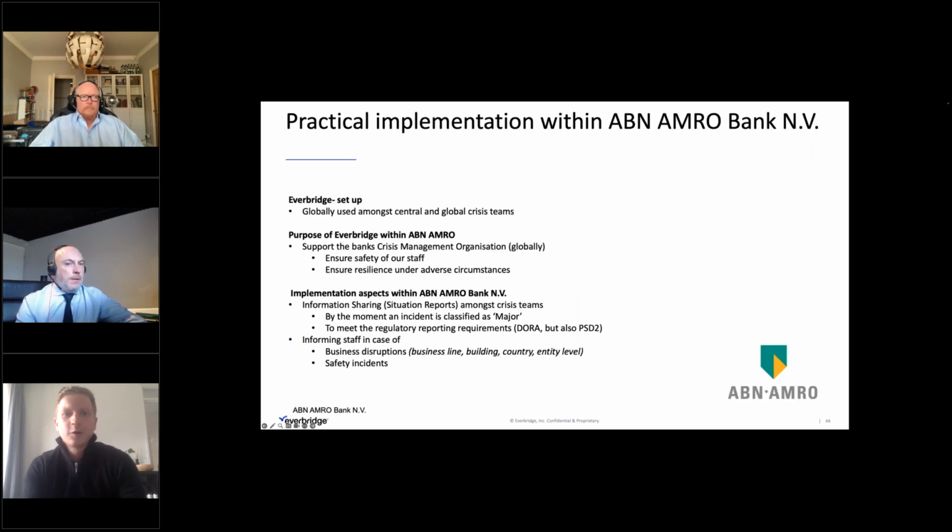So our practical implementation is wider than only DORA. And why am I saying that? It's because we also need to comply to PSD2, WFT. So we already have a structure in place. And I think that's the most important key takeaway for us: you need on a policy level a proper incident and crisis management structure in place with escalation levels and matrices, and especially a mandate.